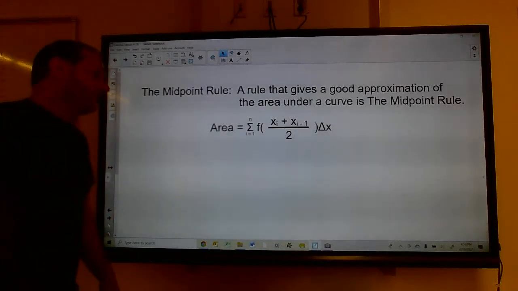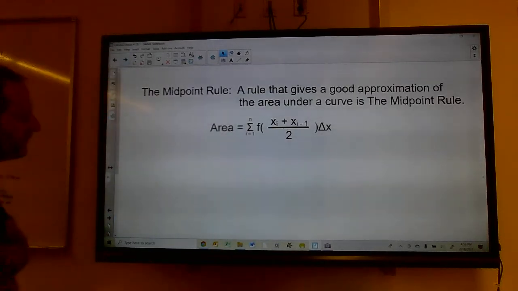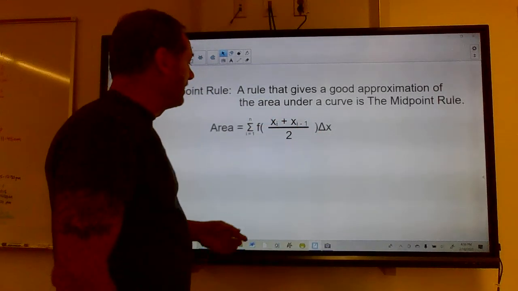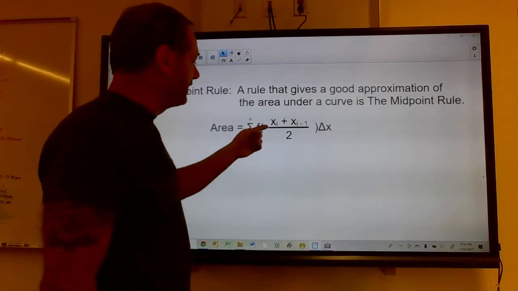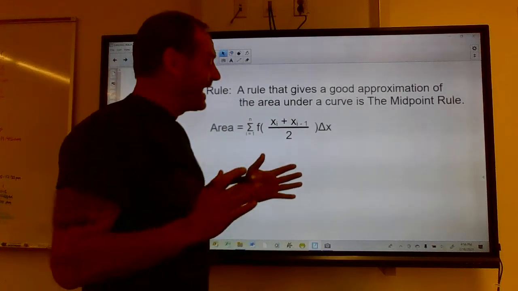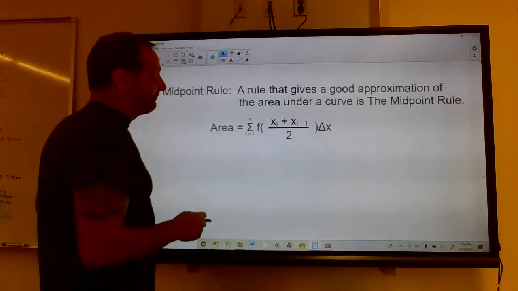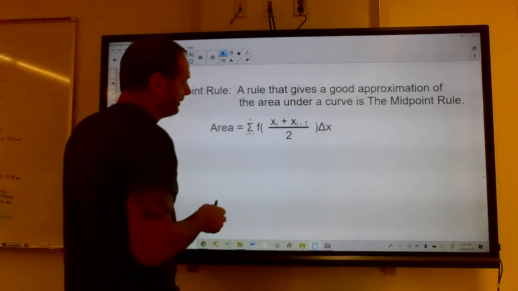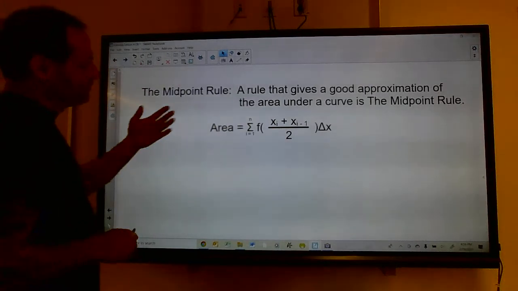Okay, the midpoint rule. So all this is, here's your delta x just like it was before. That's the base of your rectangle. The height of your rectangle this time is going to be 2 consecutive x's added together and divided by 2. So you're finding the average of 2 consecutive x's and then plugging that into f. Okay, and so there's your formula.